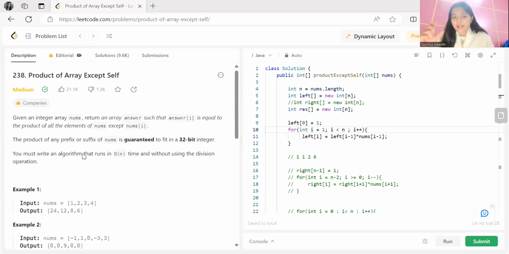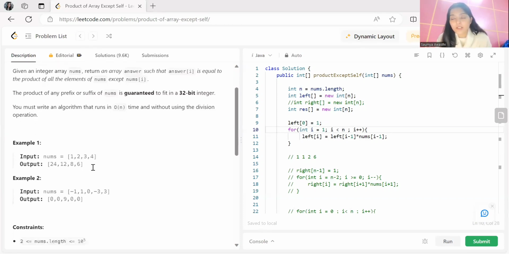So we have an array nums. We have to return an answer that would be an array. The thing is that answer[i] is equal to, whatever the ith element that we are calculating for our array named answer, the product of all the elements of nums except nums[i]. This is our nums array, containing the elements 1, 2, 3, 4.